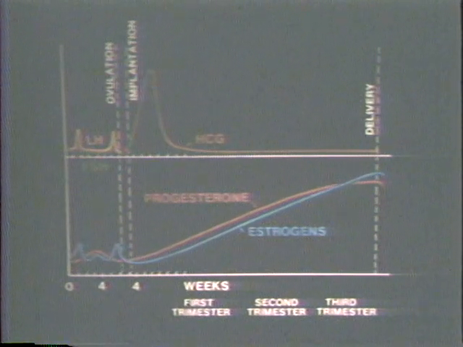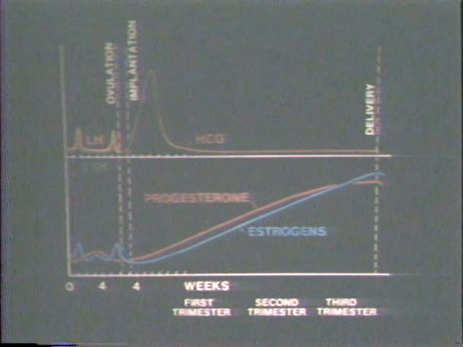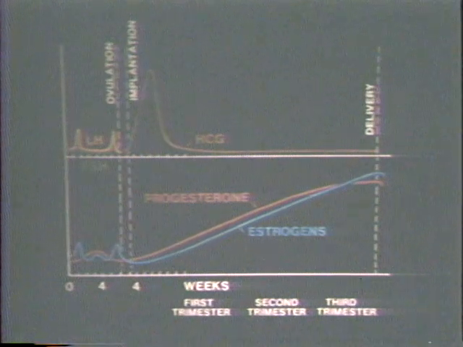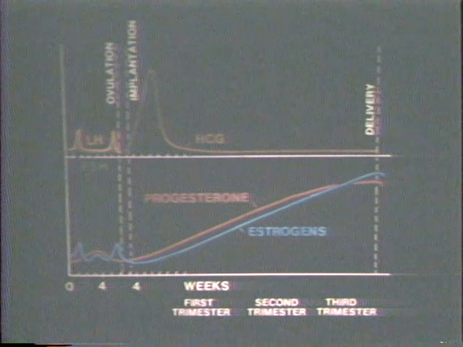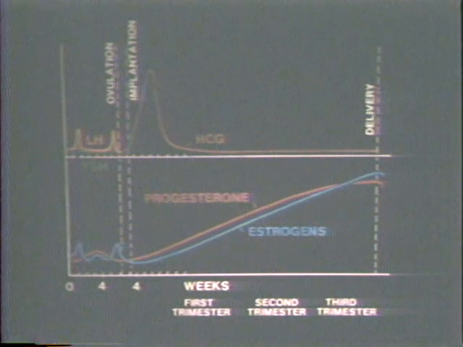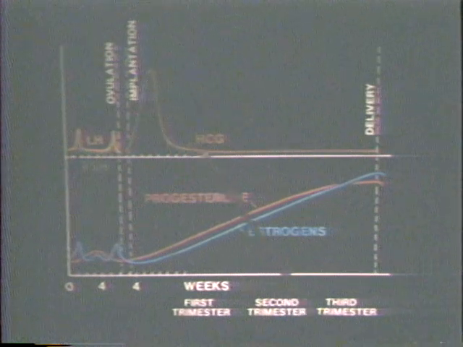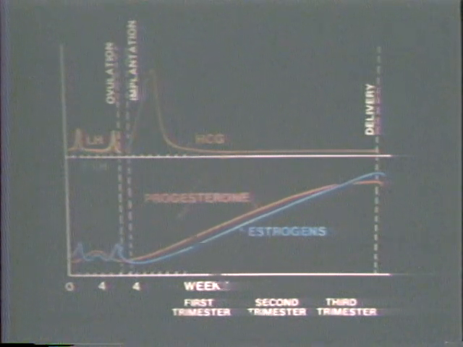This hormone is the basis for early pregnancy tests. HCG's pattern of secretion is shown on this diagram. As you can see, its peak secretion is approximately 6 weeks following ovulation, or the 6th week of pregnancy. This is followed by a rapid decrease in secretion. This protein hormone is secreted in large quantities during the first trimester.